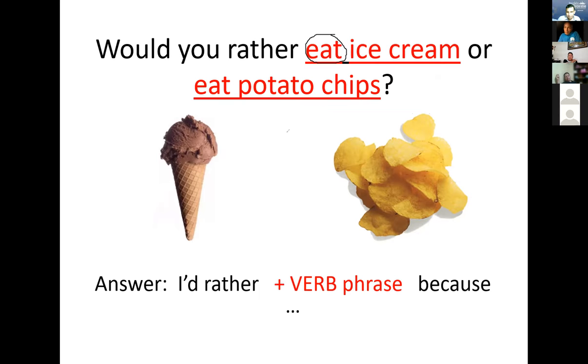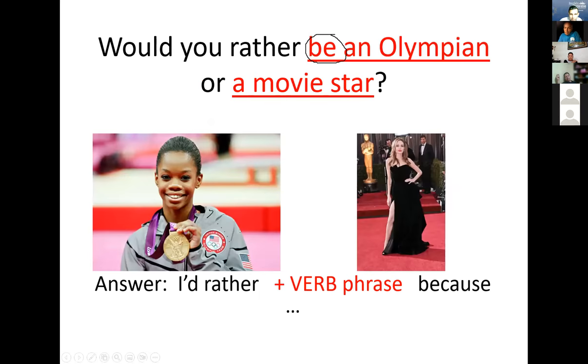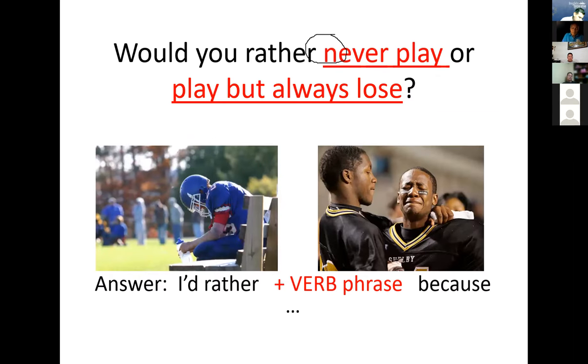Okay, let's see more examples. It says, would you rather be an Olympian or a movie star? ¿Preferirías o prefieres ser un Olympian or a movie star? And then you can answer, I'd rather be a movie star because they have more money. This is an example. Would you rather, preferiría ser, o te gustaría ser. Recuerden que después de rather, el verbo tiene que ir en infinitivo, y sin separación de to, la preposición to.